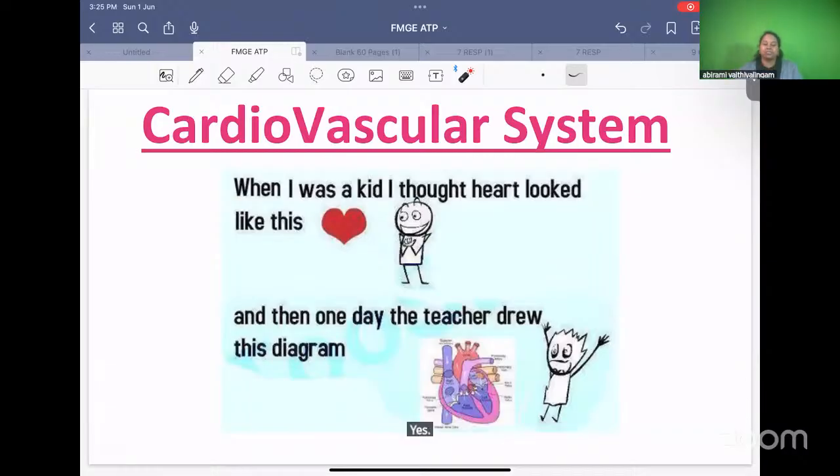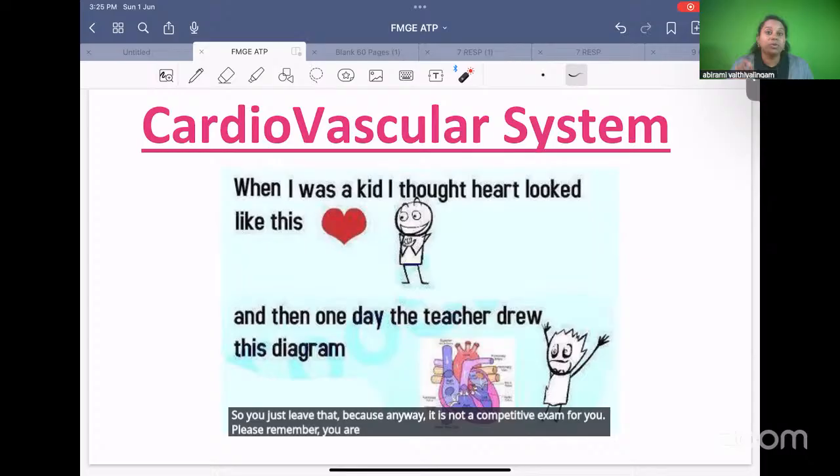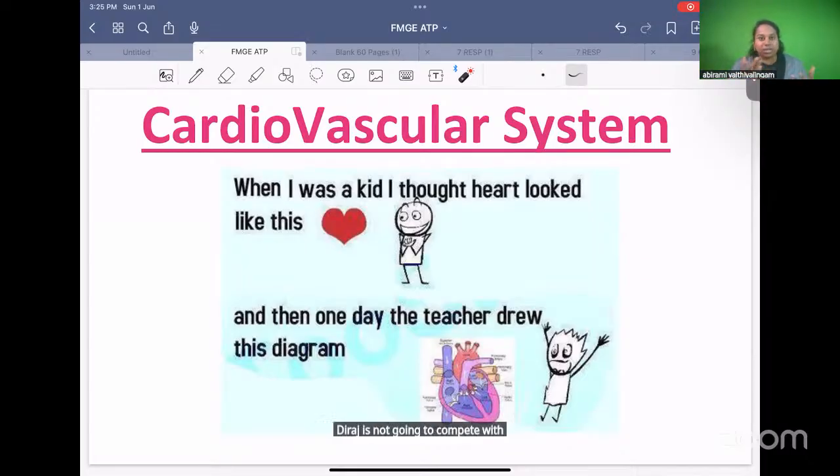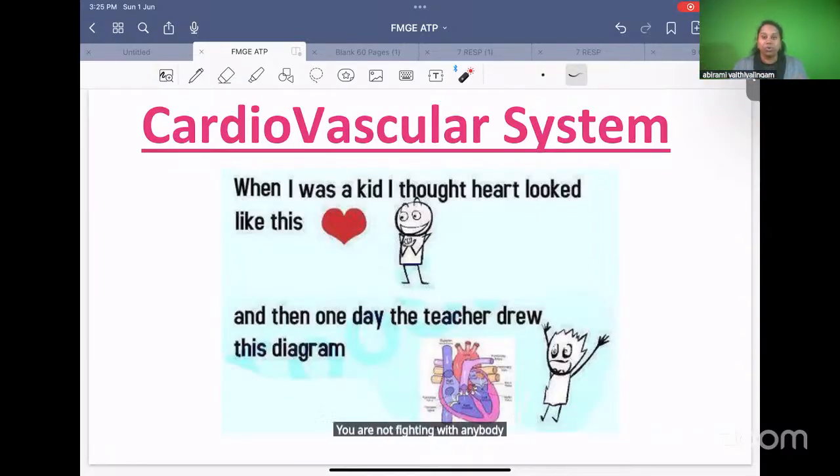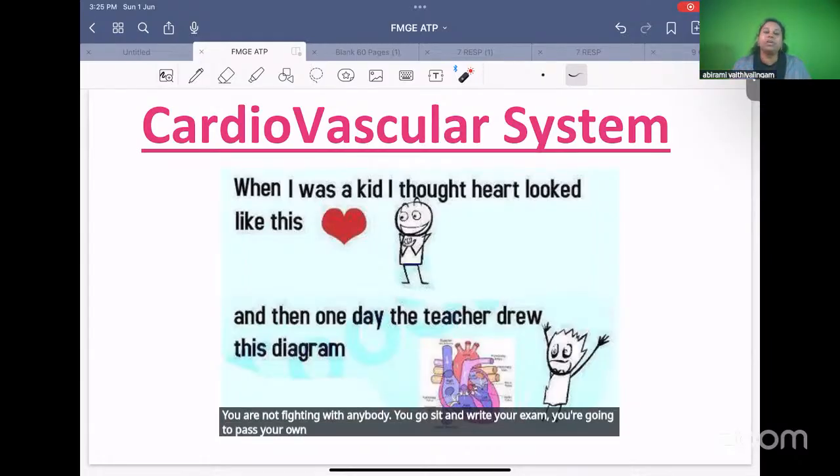Yes, every section is not the same. So that is not in our hands. So you just leave that because anyway, it is not a competitive exam for you. Please remember, you are not going to compete with anybody else. Dheeraj is not going to compete with Ranjan or Ranjan is not going to compete with Siddhi. You are not fighting with anybody. You go, sit and write your exam. You are going to pass your own exam. You are just going to get eligibility for your own self. You are not going to pull into anybody else's mark.